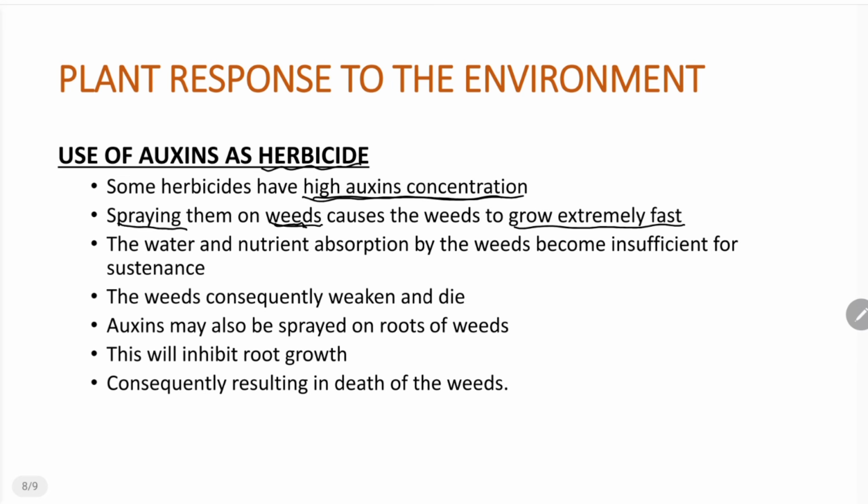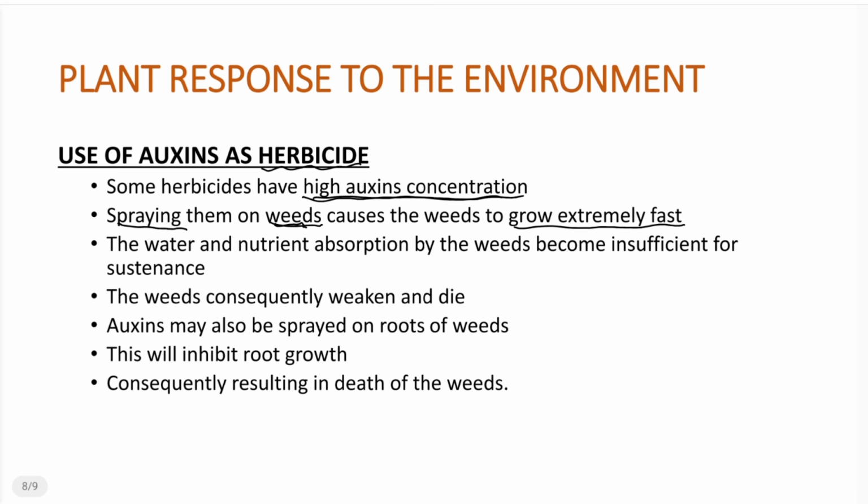They're going to grow very fast. Now, this makes sense if we consider the fact that we know that a high concentration of auxins in shoots will promote cell elongation. It will promote growth. So if we're going to spray more auxins on a particular plant, then it is simply going to promote cell elongation. Then that particular plant is going to grow extremely fast. So this statement makes sense, right?